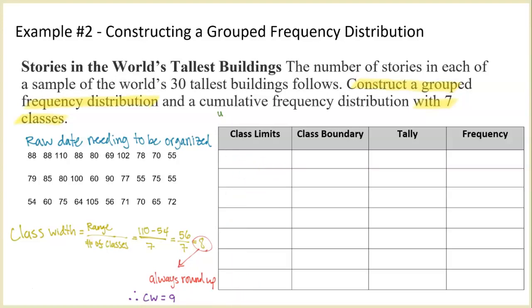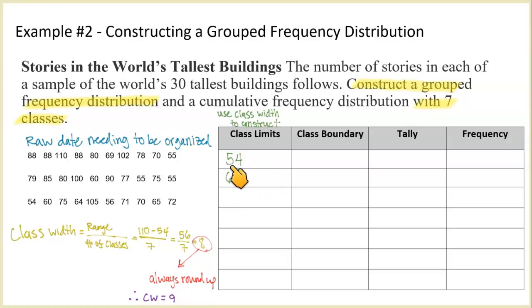To construct our limits, remember, we're using this class width to create non-overlapping groups of numbers, and we're always going to start with our smallest value. So 54 is our smallest value, and then we're going to use our class width of 9 to find the next number to use. Based on what we calculate for our class width and what we start with, that sets the information for our class limits. I'm essentially just taking this 9 and adding it each time to the previous number.